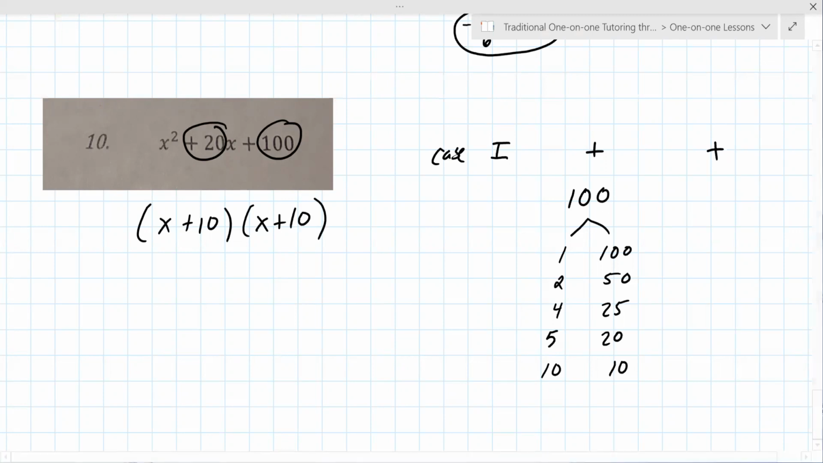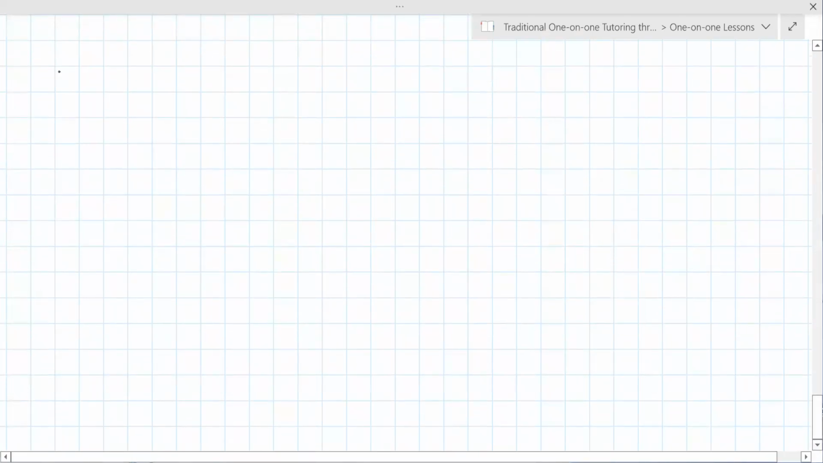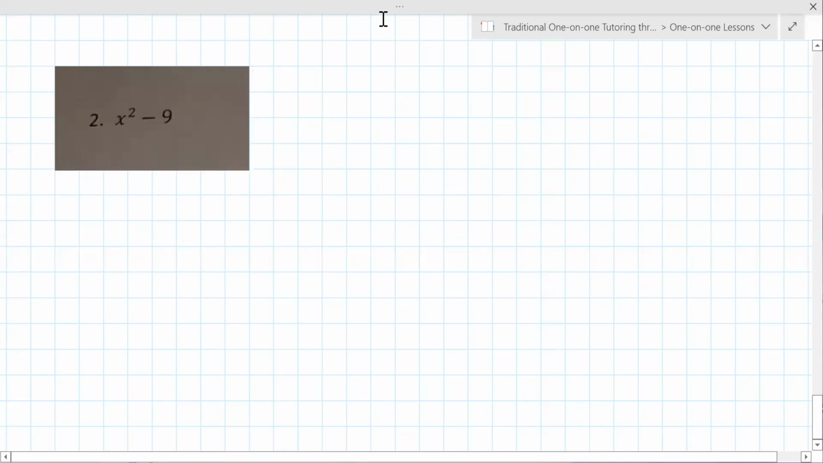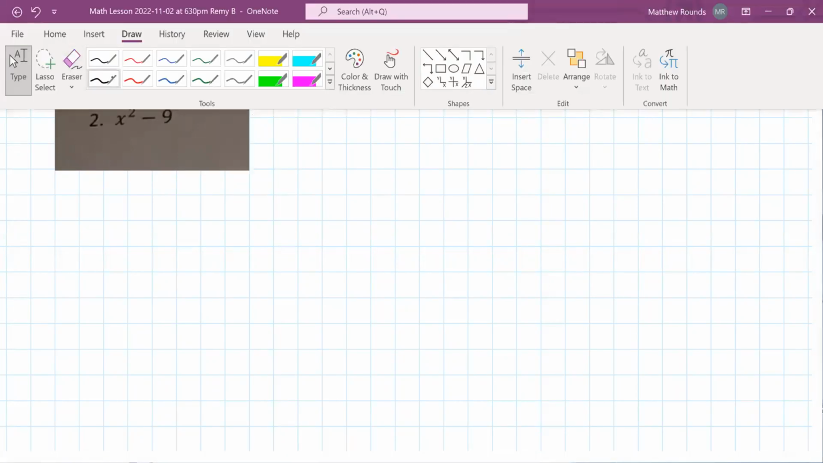Okay, so with the limited time that we have left here, we're going to work on what are called difference of squares. Let me grab question number 2 here. We'll spend a little bit of time here doing difference of squares.